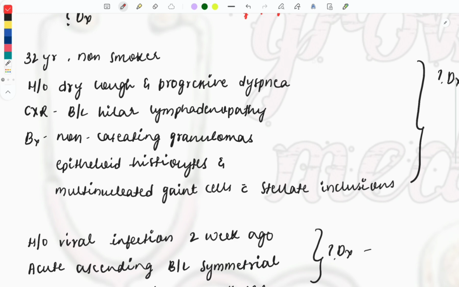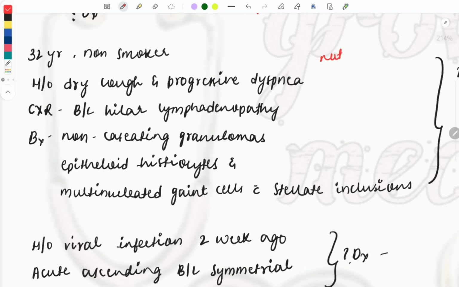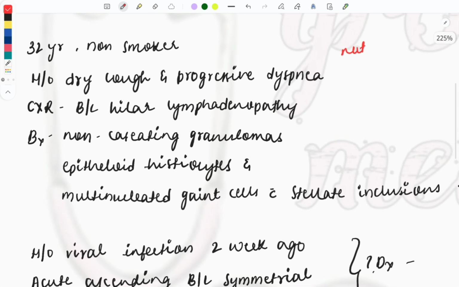A quite lengthy question. This was asked in the recent NEET exam. So let's have a look at what all things you must look into in this. 35-year-old non-smoker.